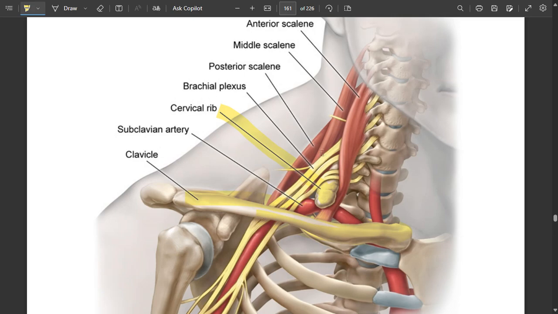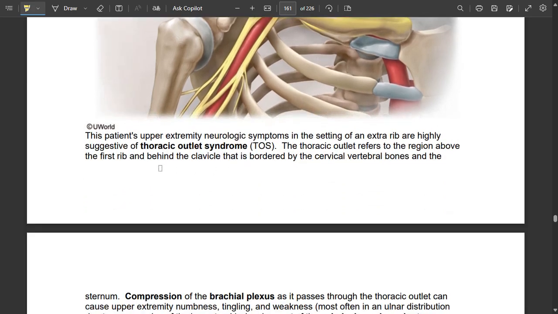So the brachial plexus runs above the cervical rib, and the posterior scalene, anterior scalene, and middle scalene muscles are present here. The scalene muscles are present above the brachial plexus, and the subclavian artery is present here. A patient with upper extremity neurological symptoms in the setting of an extra rib is highly suggestive of thoracic outlet syndrome.